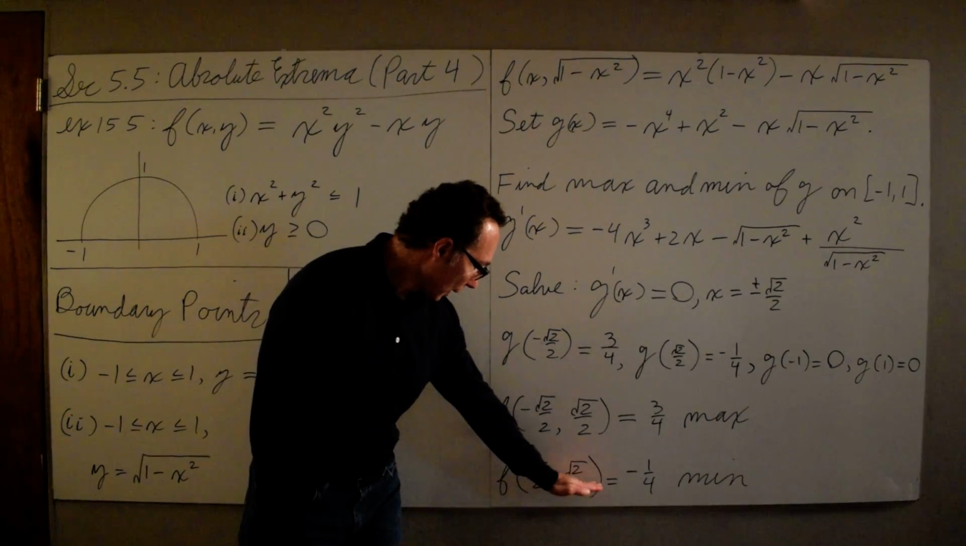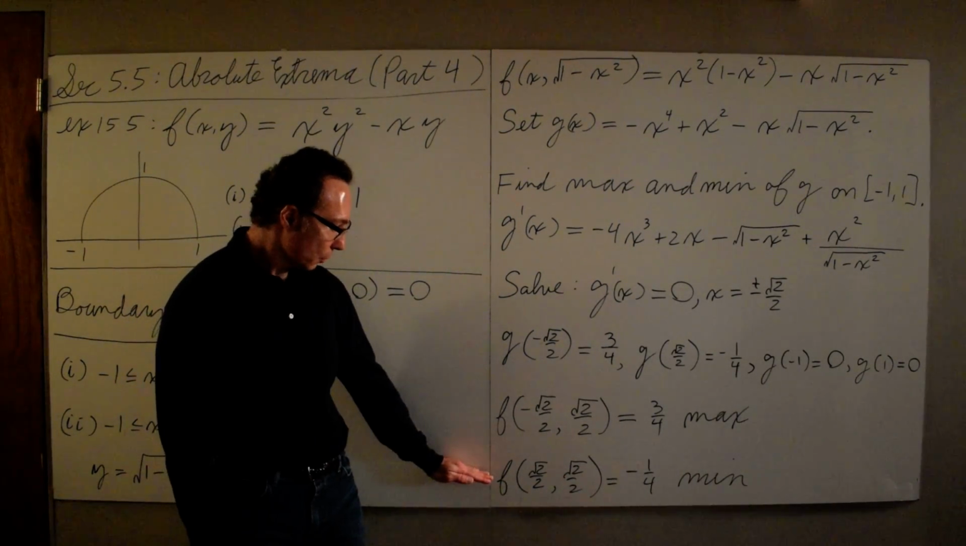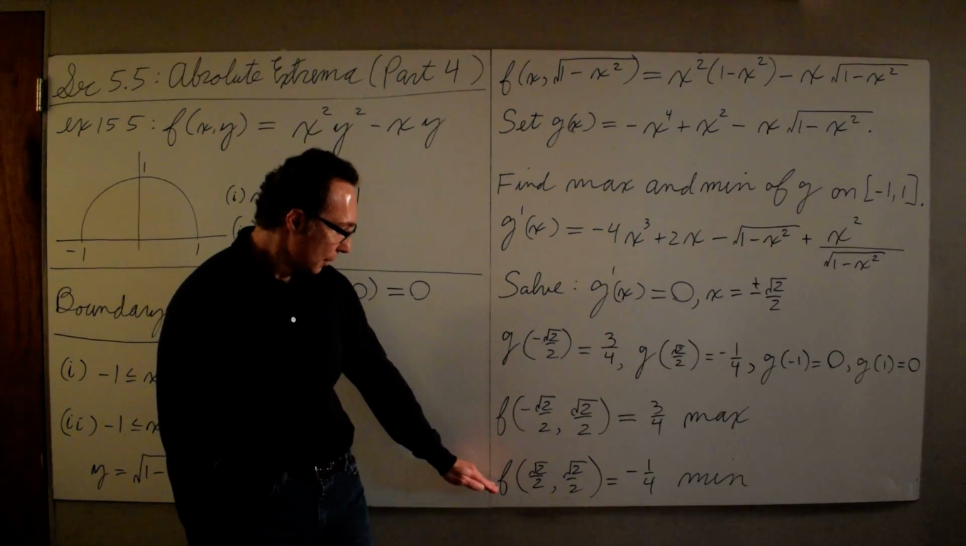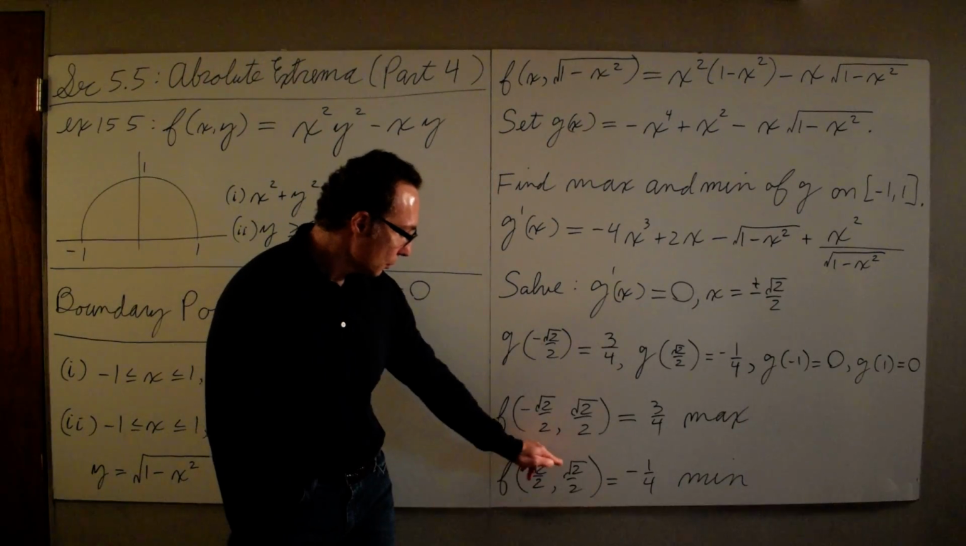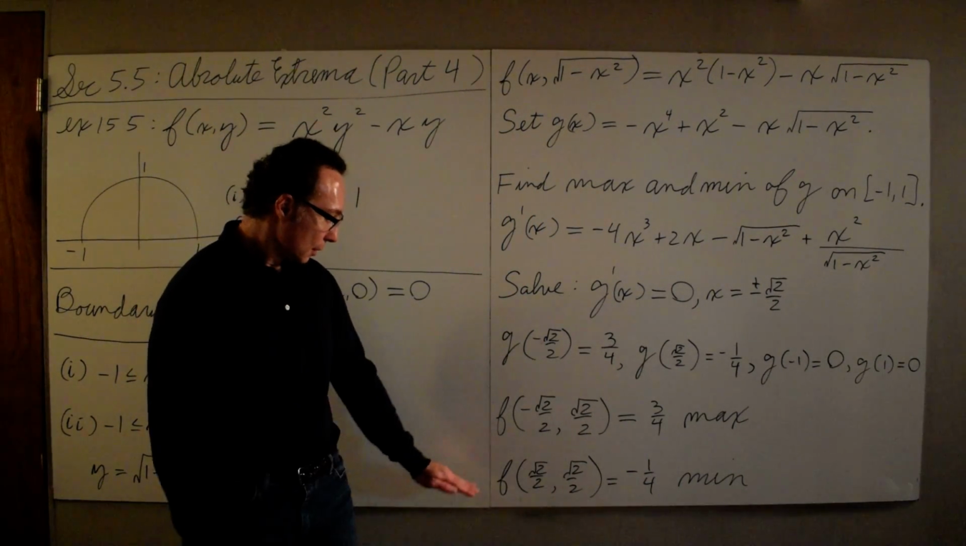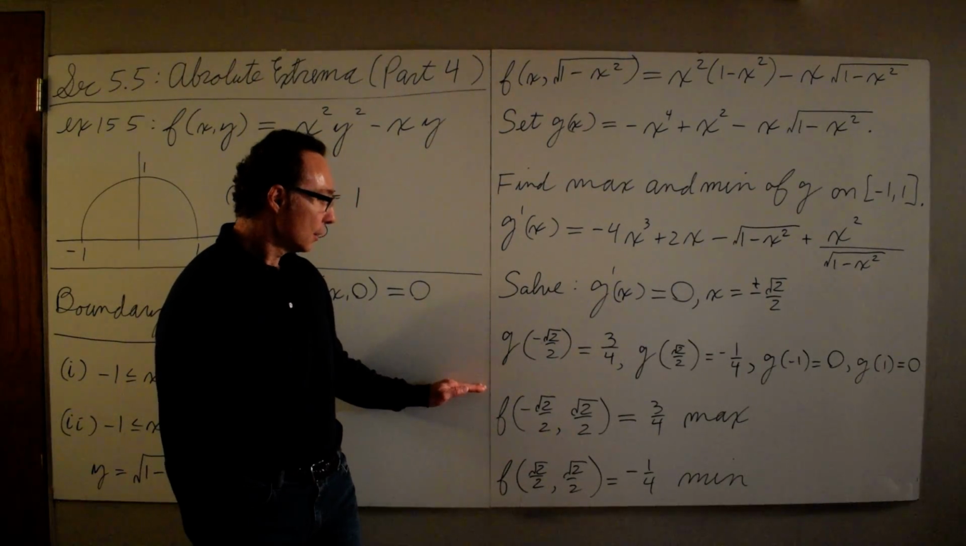This point we actually already found. This is also a critical point. So this is a critical point on the boundary. We've already tested this one. So f of square root of 2 over 2, square root of 2 over 2 is -1/4. So this is our min, this is our max.